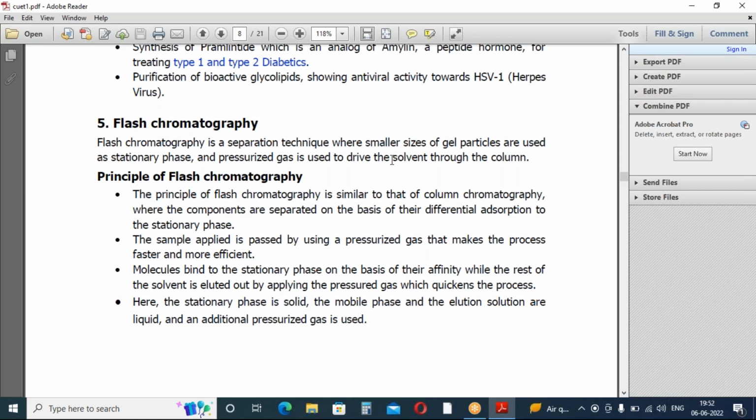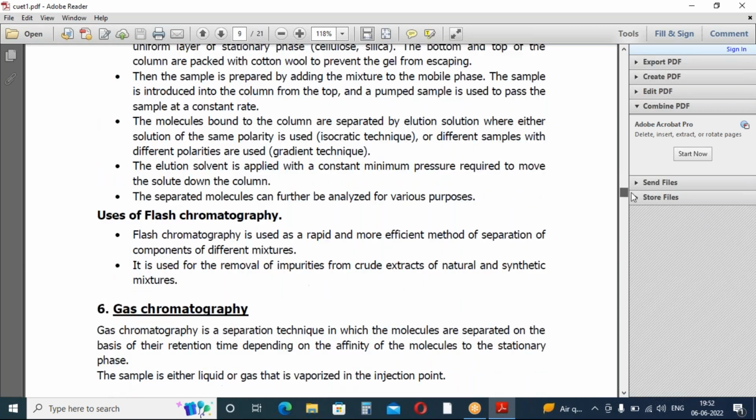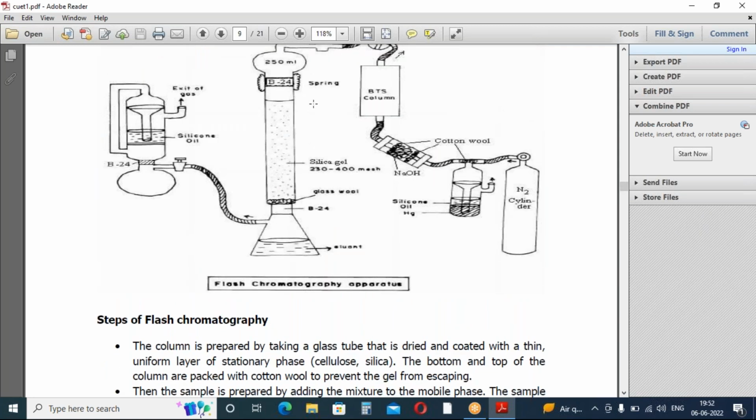This is similar to column chromatography, but here we are using pressurized gas for the movement of the mobile phase, and that is called flash chromatography. First of all, the column should be prepared with silica gel, and we use some type of gas that causes the separation. Remember, this is a type of column chromatography, but the mobile phase is moving with the help of pressurized gas.